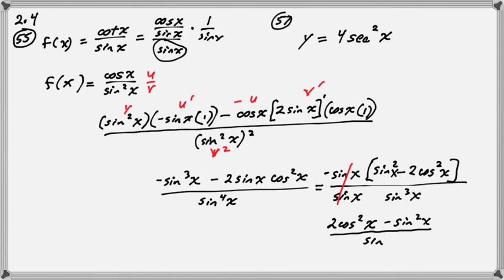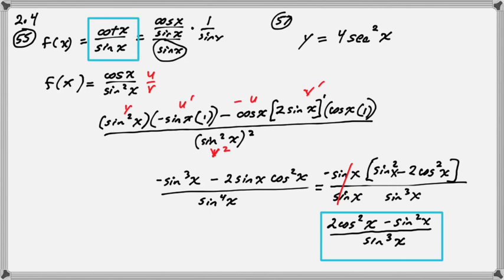Now this could be written in different ways. I'm going to see what the book has. Give me a moment. I have a feeling they might have done the quotient rule from the original.